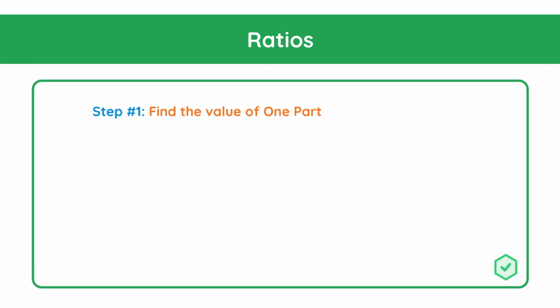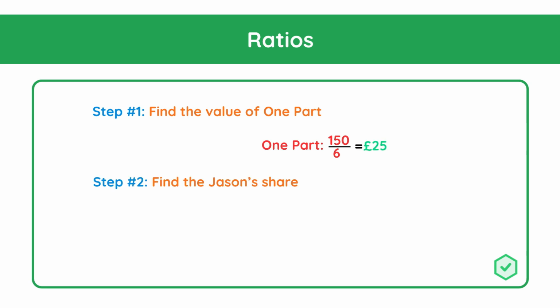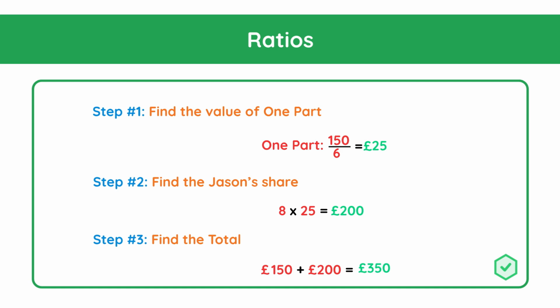Step 1. Find the value of one part. James got 150 pounds and his share is 6 parts. So one part is 150 divided by 6, which is 25 pounds. Step 2. Find Jason's share. Jason has 8 parts of the ratio. So his share is 8 times 25, which is 200 pounds. Step 3. Find the total. The total is simply James's share plus Jason's share. 150 pounds plus 200 pounds is 350 pounds.